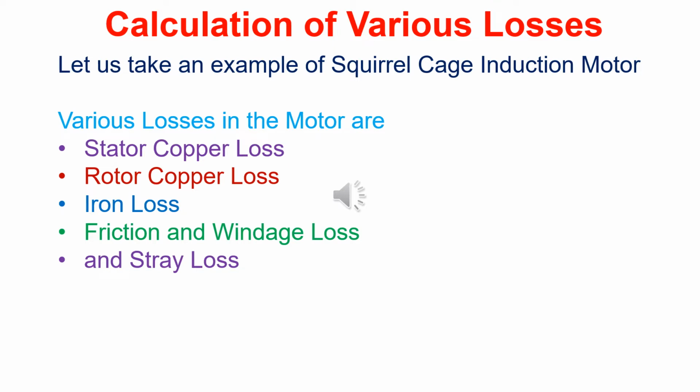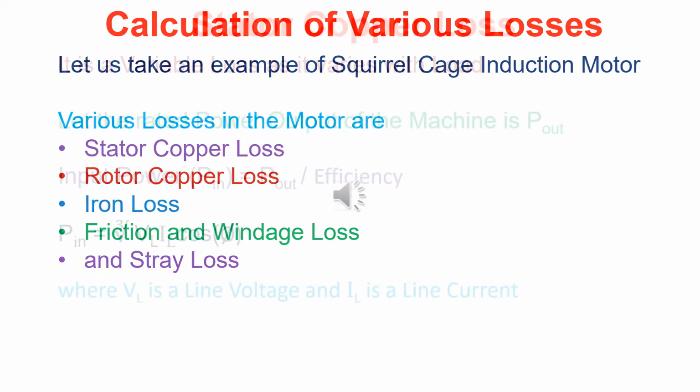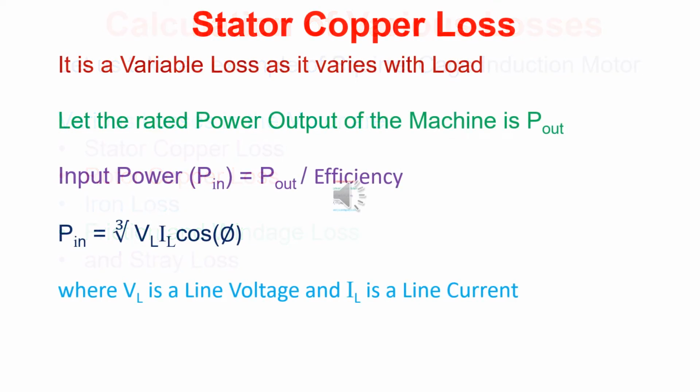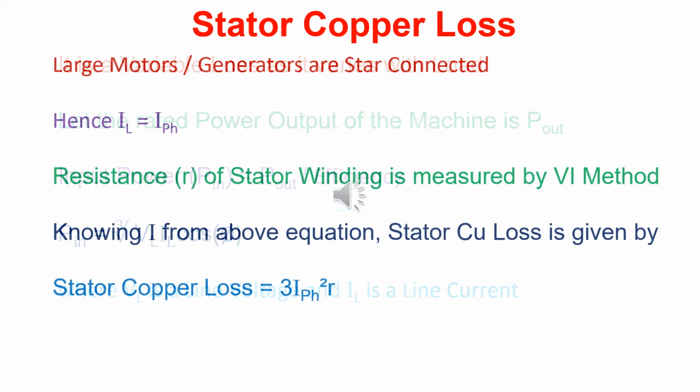Losses in the squirrel cage induction motor are stator copper loss, rotor copper loss, iron loss, friction and windage loss, and stray loss. Calculation of stator copper loss is done as follows. Input power equals output power divided by efficiency, and input power is given by root 3 VI cos phi. Knowing current and resistance of stator winding, stator copper loss is given by 3I square R.